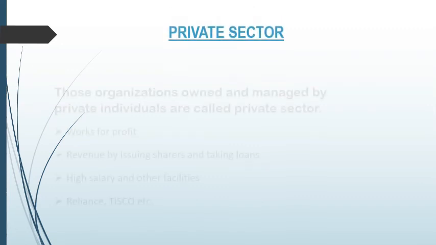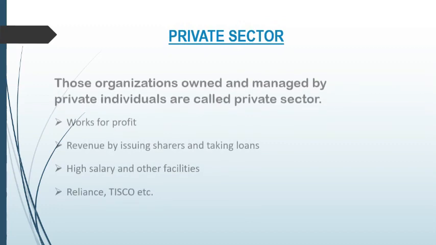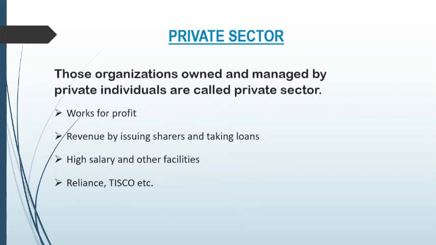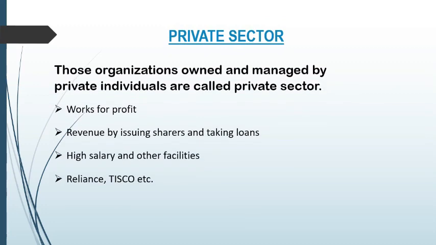Those organizations which are owned and managed by private individuals are called private sector. For example, Reliance, Tisco. This works on the concept of profit maximization. To run these organizations, revenue is created by issuing shares and debentures and taking loans from banks.